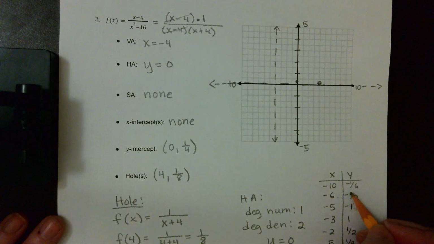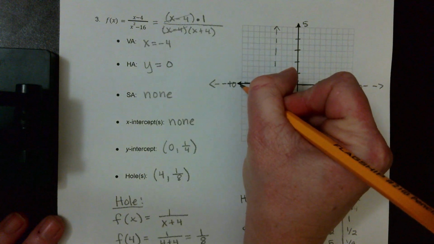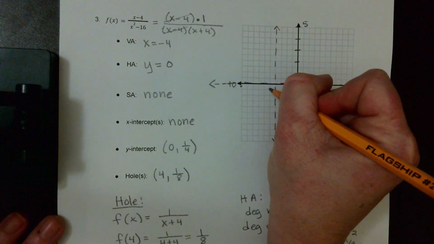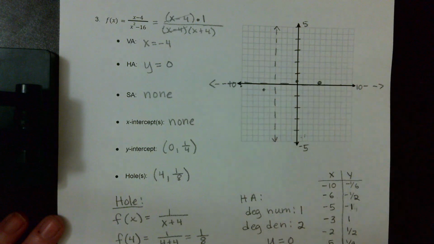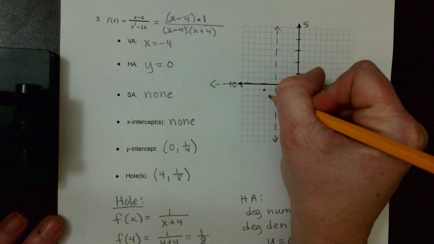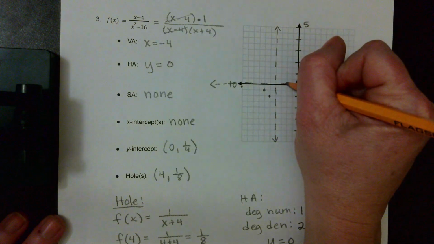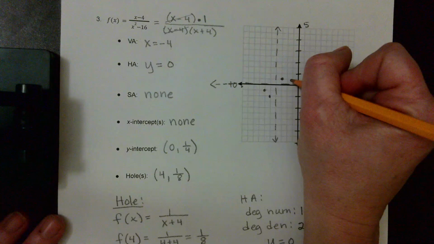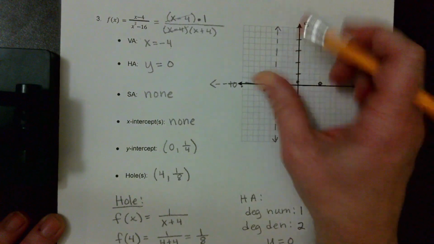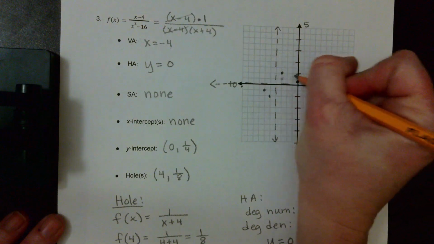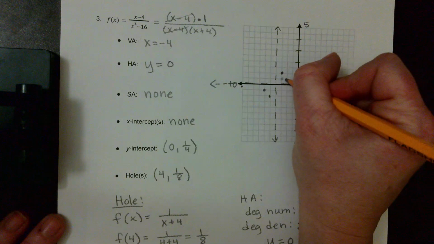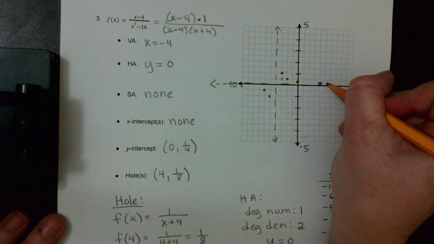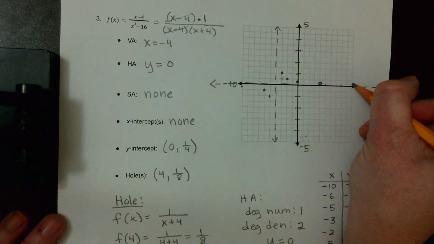So looking at some of my other values, I have -10, -1/6, -6, -1/2, -5, -1, -3, 1. Oh, 1 should be up 1 because I changed my scale. -2, 2, and 5, 1/9, and 10, 1/14.